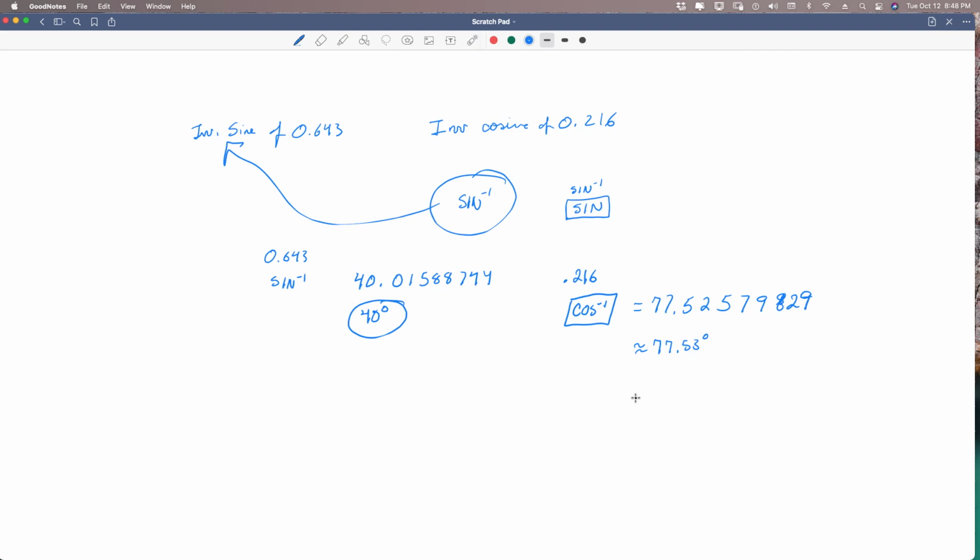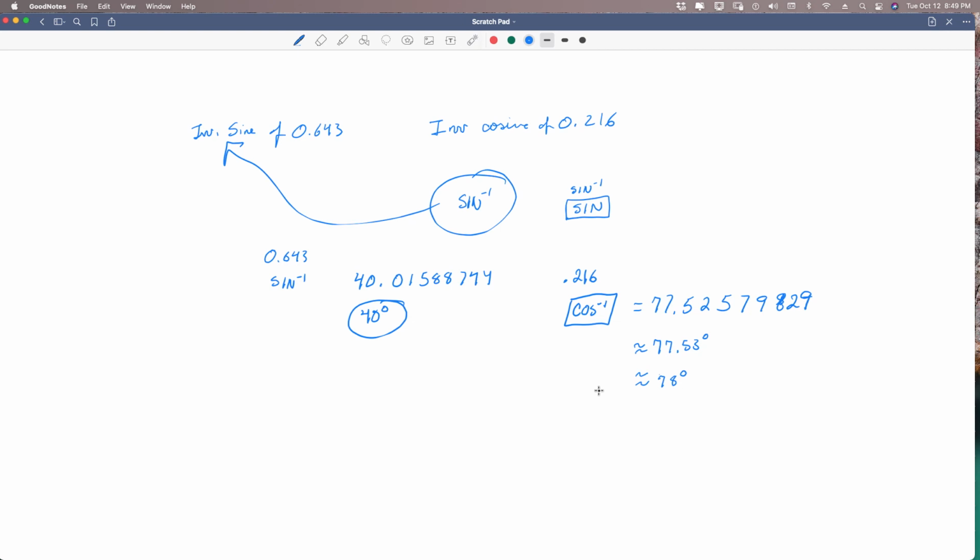And just do whatever your instructions tell you to do. It'll say round to 2 decimal places. It might say round to a whole number. If it says round to a whole number, then you would say approximately 78 degrees, just depending on what the question tells you to do. All right, so that is how you would find the inverse of your sine. So if you have the sine of a number, you can find the degree of the angle by using the inverse of the sine button on your calculator. And that will help you a lot.